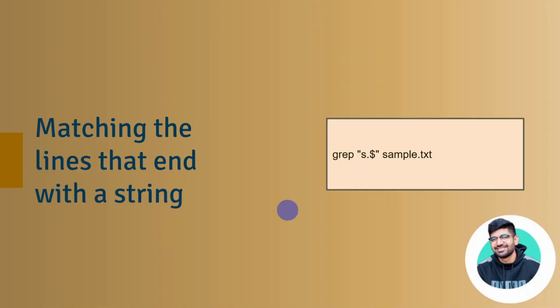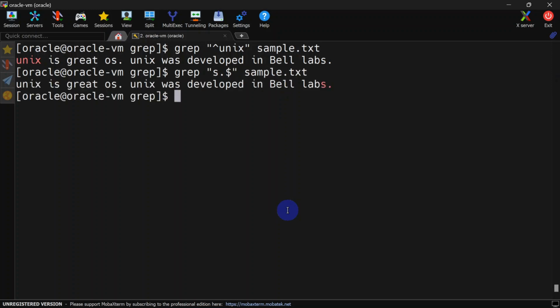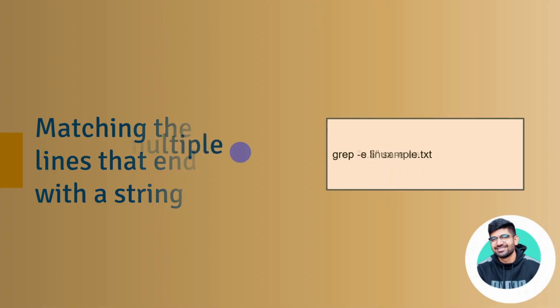Matching the lines that end with a string. For that you can use dollar. Here we want to search the string which is ending with S and a full stop. And here you can see there is only one line which is ending with S and the full stop. So the caret symbol is to search for the start, and the dollar symbol is to search for the end.